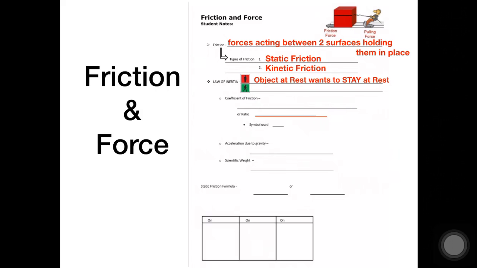Okay, for the second part of the law of inertia, we see a man in the green box there who is moving. So this should trigger our brain to help us remember that the second part of the law of inertia is objects in motion want to stay in motion. Very similar to the first part, objects at rest want to stay at rest. The second part is objects in motion want to stay in motion. Go ahead and fill out the second part of the law of inertia. Object in motion wants to stay in motion.